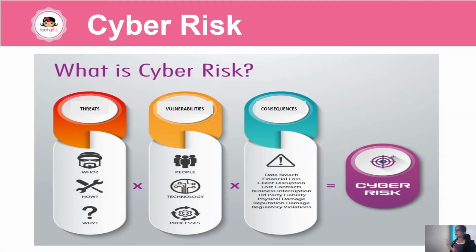Now, we are going to talk about what a cyber risk is. A cyber risk comprises three things: you have threats, you have vulnerability, and you have consequences. They all make up a cyber risk. Now, what is a threat? A threat is the who, the why, and the how of the cyber attack. So, who would want to attack your system? They are a threat to you. The reason they would want to attack it is also a threat to you.